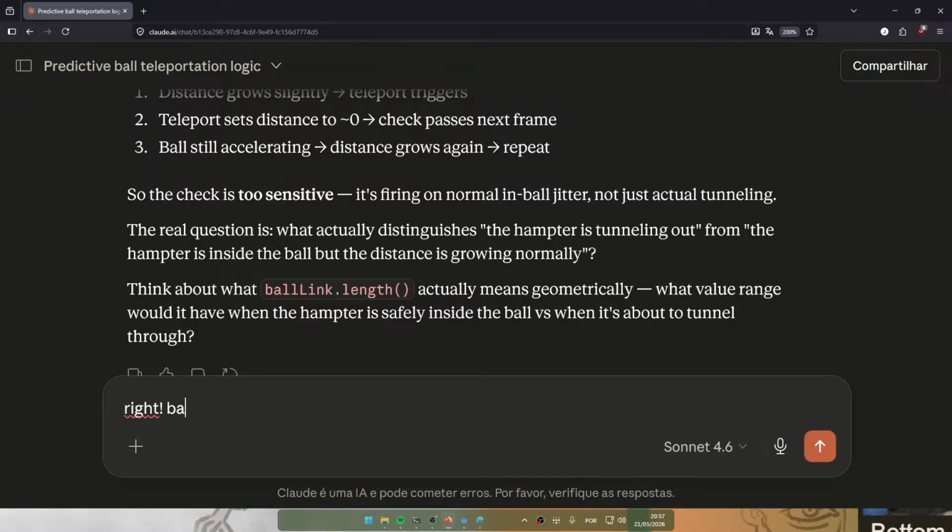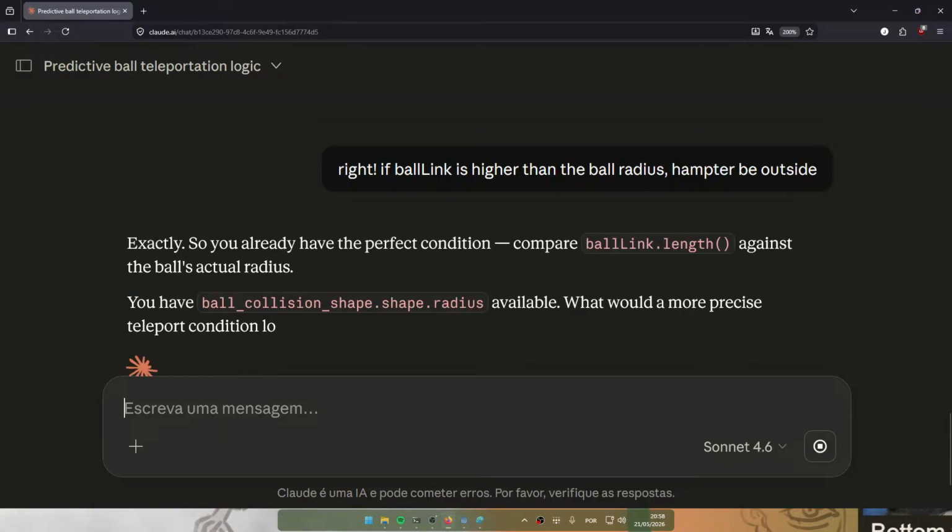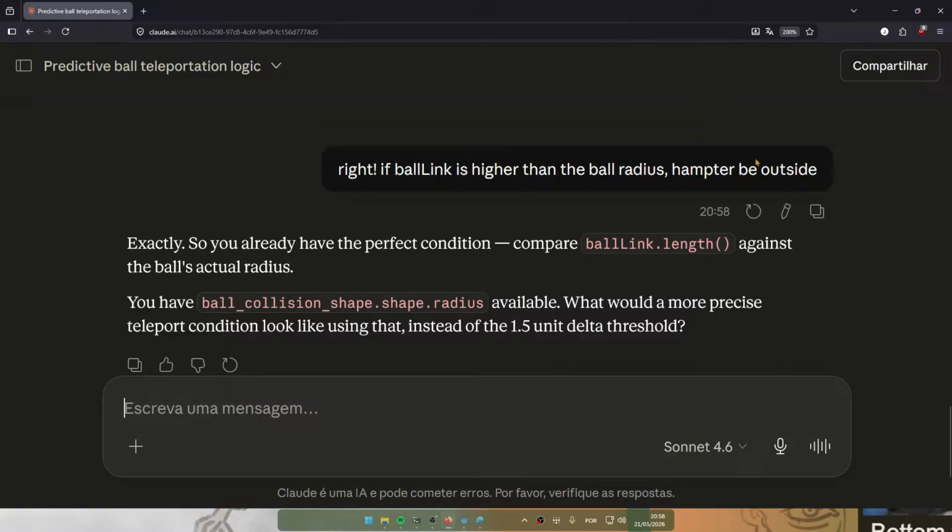Right. Ball link. If ball link is higher than the ball radius, the hamster must be outside. What a prompt. Did you guys see this? Like, I'm a prompt engineer, man. Do you see that? If ball link is higher, he has to be out.